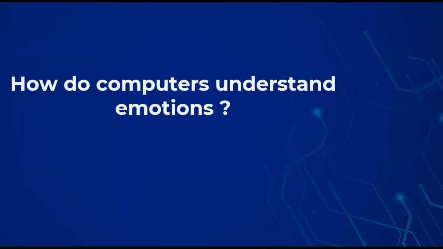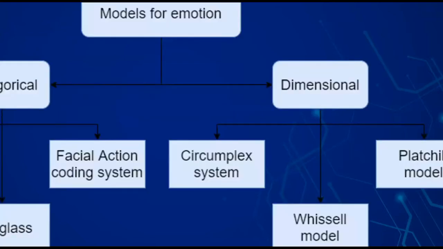But we would like to know how computers understand our emotions and facial expressions. For this matter, we have emotion models. In emotion models, we can distinguish two categories: the categorical and the dimensional. In the categorical, for instance, we have the basic emotions, the hourglass model, and the facial action coding system. In the dimensional, we have the circumplex model and the vector model.